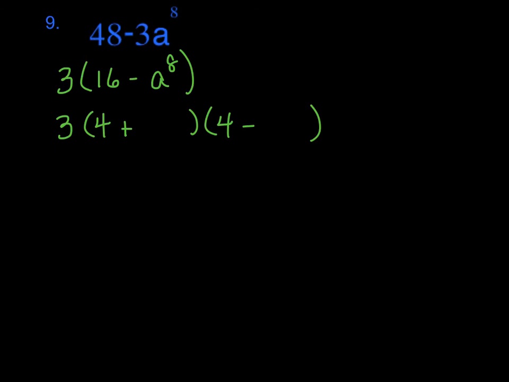And remember, if you want to figure out the square root of a to the 8th, if the exponent is even, we just cut that in half. So half of 8 is 4, and this is 4.